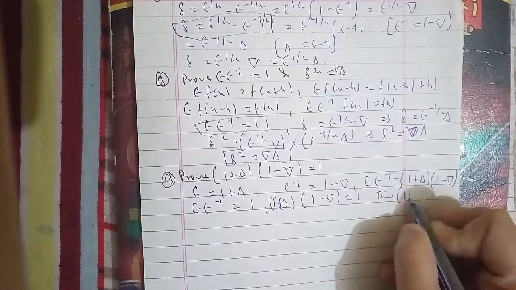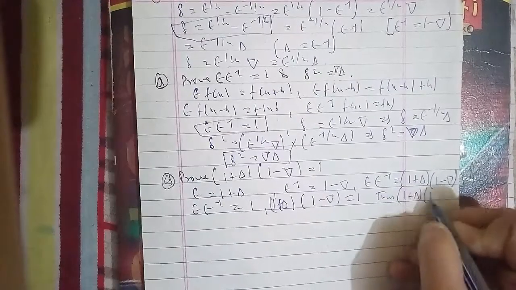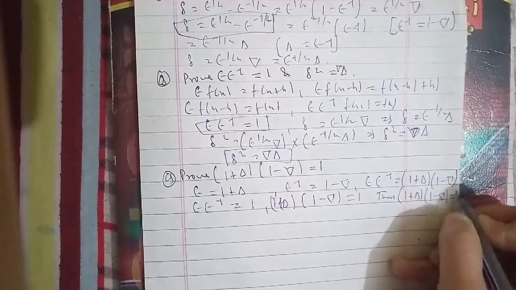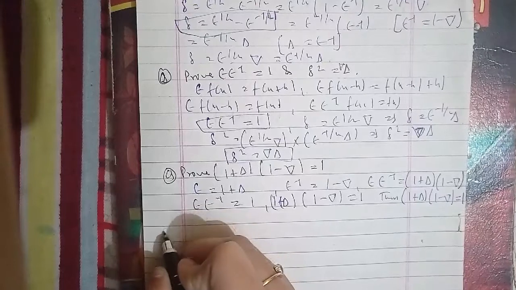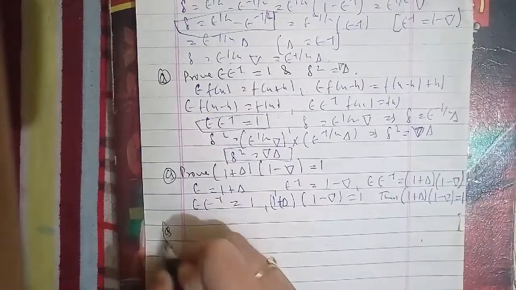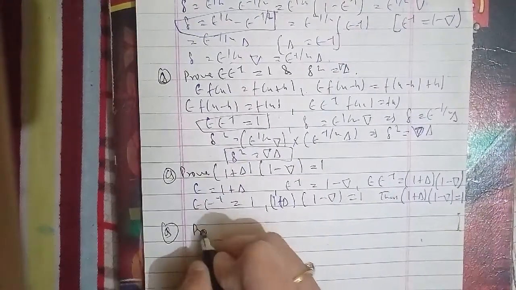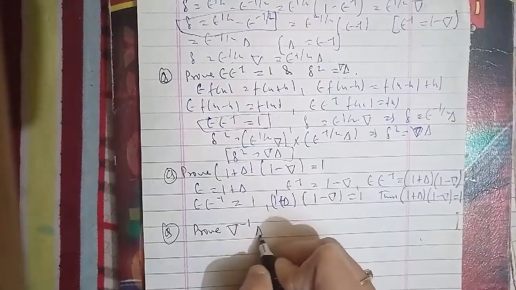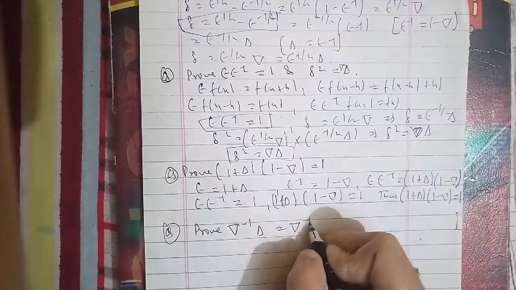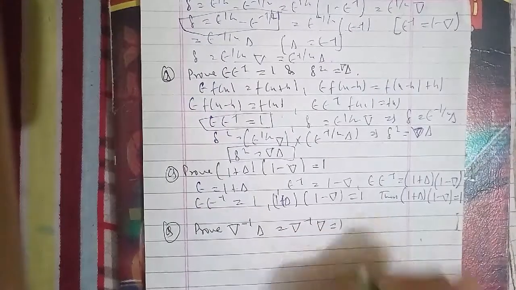So (1 + Δ)(1 − ∇) is equal to 1. Now we go ahead for the next question, which is another important one: to prove Δ inverse Δ equals ∇ inverse ∇ equals 1.